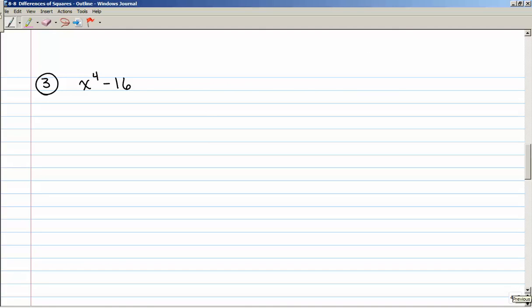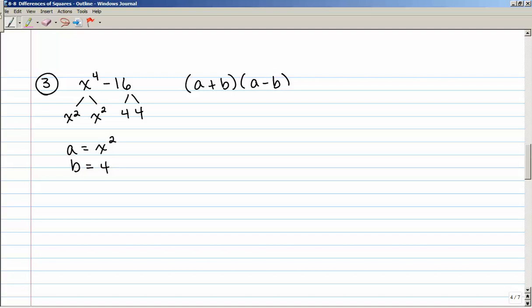Here's one that's a little more complicated. I have x to the 4th minus 16. Now notice that x to the 4th is actually a perfect square, because it's x squared times x squared. Remember, you add the exponents, and 16 of course is 4 times 4. So that's going to mean, using my formula, a is equal to x squared and b is equal to 4. So plugging that into the formula, it's going to be a plus b, a minus b. It's going to be x squared plus 4, x squared minus 4.